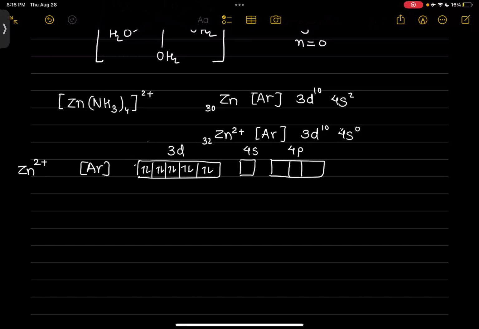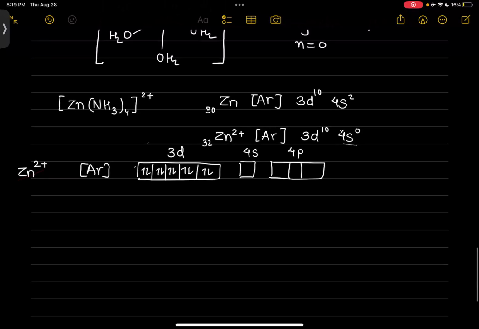Argon 2 plus, zinc 2 plus is there, and this is the electronic configuration of the zinc 2 plus, which you can see on your screen. And there are 4 NH3 groups, ligands. NH3 is a strong field ligand. Strong field ligand will force the unpaired electrons to pair up. So tell me what is going to happen. What is going to be the hybridization of this complex? Shape of the complex and hybridization of the complex.